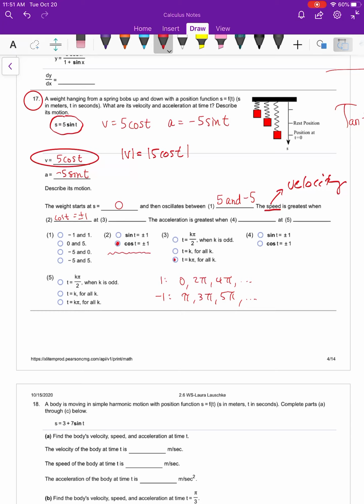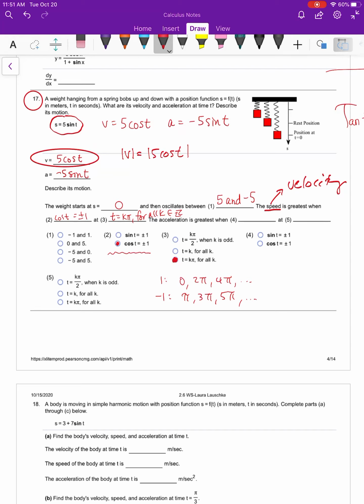So at t equals k pi for all k. Okay, so t equals k pi for all k. For all k is an integer. K is an element of the integers.